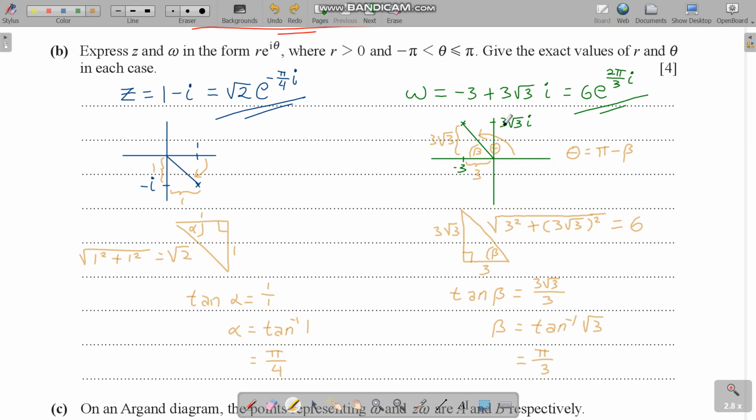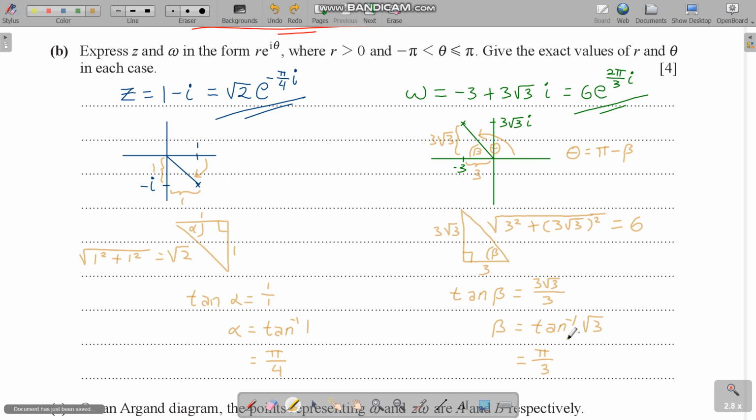For omega, the coordinates minus 3, 3 root 3. So if you draw this triangle here, you will get this kind of triangle. So the length is 3 root 3. Use Pythagoras to find the hypotenuse and use inverse tangent for beta. So it's opposite over adjacent, and do inverse tangent, you get pi over 3.